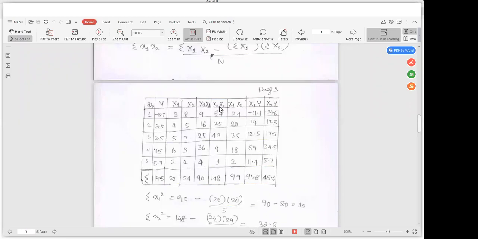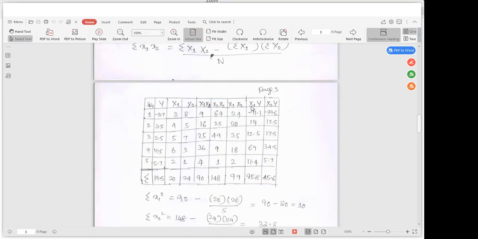Similarly we find x2 into x2: 8 into 8 is 64, 5 into 5 is 25, 7 into 7 is 49, 3 into 3 is 9, and 1 into 1 is 1. So we have found x1 x1 and x2 x2. Now let us find x1 and x2: 3 into 8 is 24, 4 into 5 is 20, 5 into 7 is 35, 6 into 3 is 18, and 2 into 1 is 2.